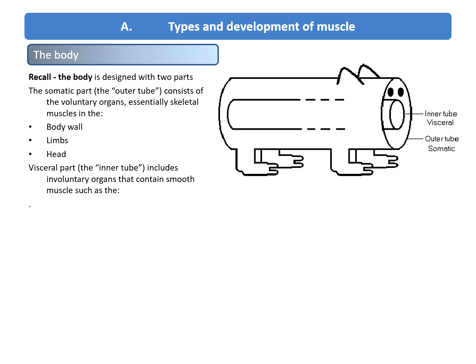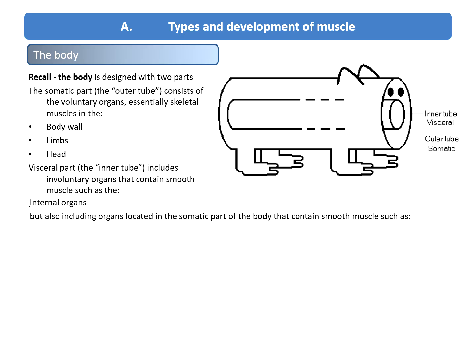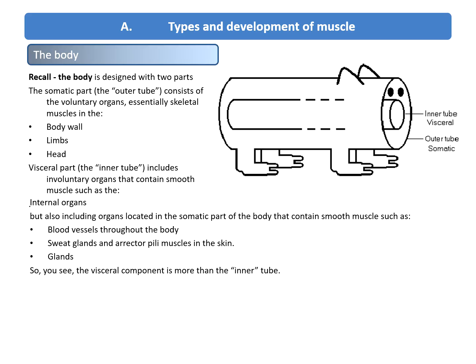They contain smooth muscle, such as the internal organs in the abdomen and the thorax, but also including organs in the somatic part of the body. Such organs contain smooth muscle, including blood vessels found throughout the body, sweat glands, and the erector pili muscles of the skin. So you see, the visceral component is more than just the so-called inner tube. We'll have more to say about this when the nervous system is covered.